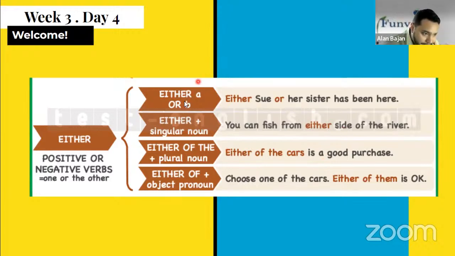Option A or option B. Can you read the examples, please, Luis? Yes. Either she or her sister has been here. The next example, you can fish from either side of the river. Either of the cars is a good purchase. Choose one of the cars. Either of them is okay. Okay.